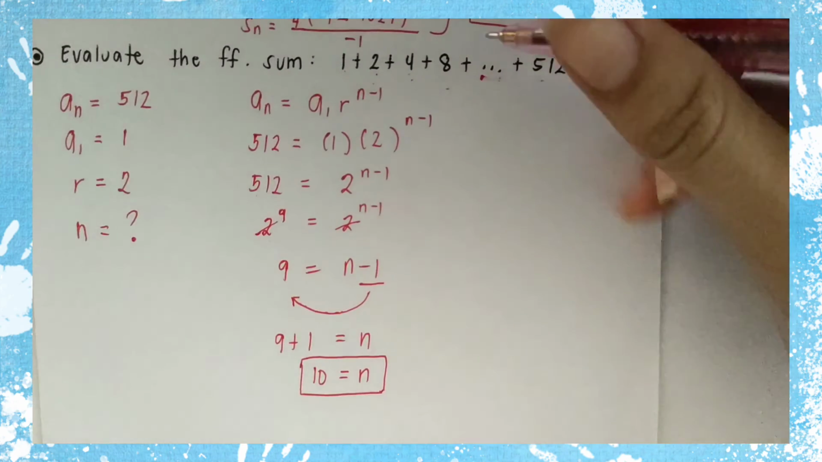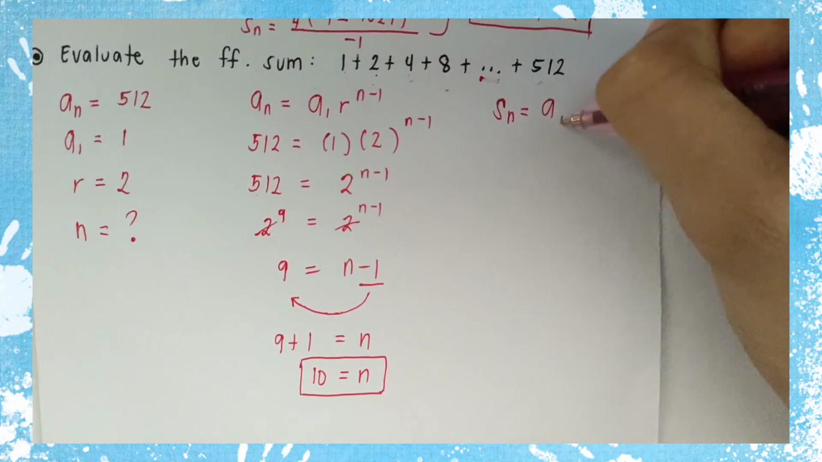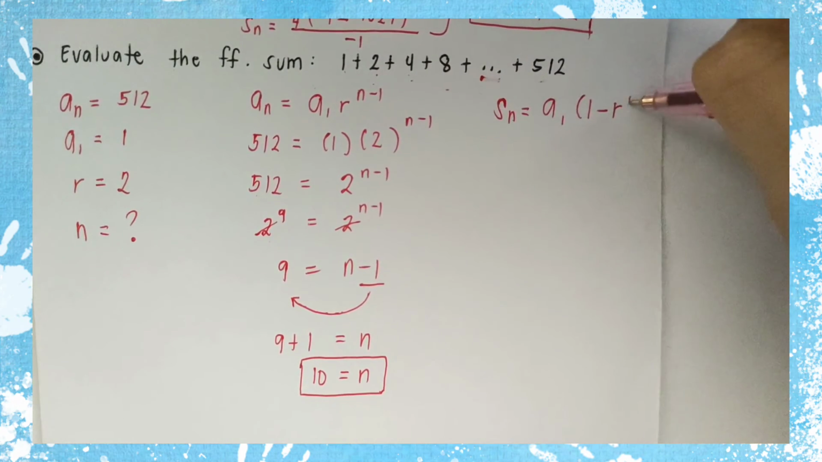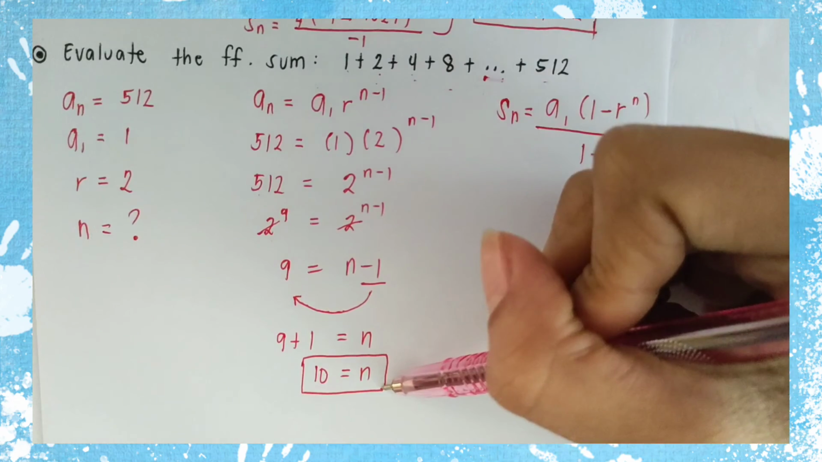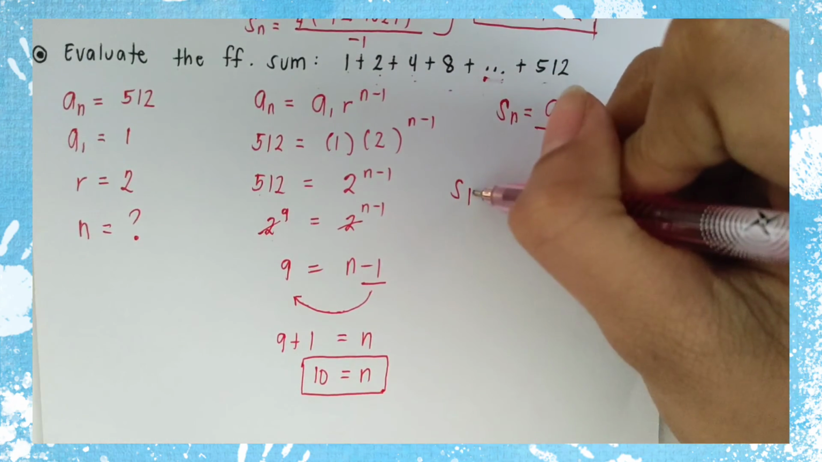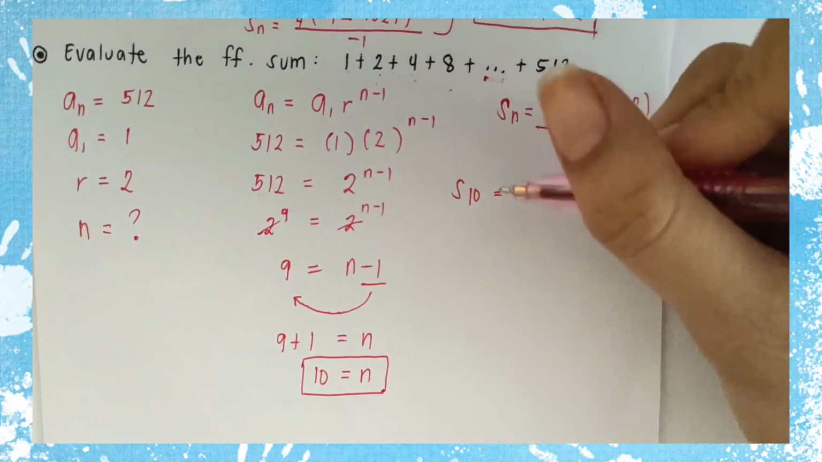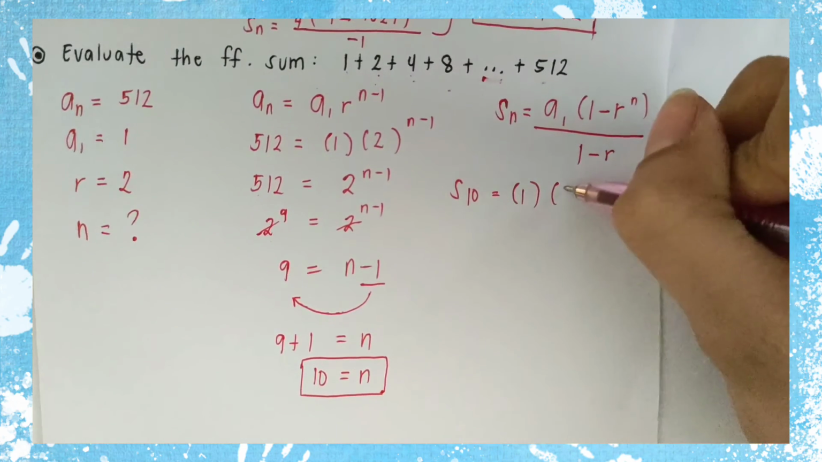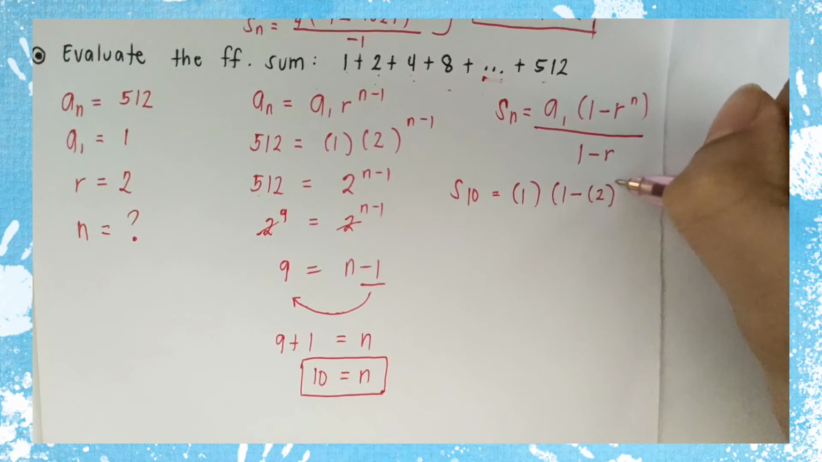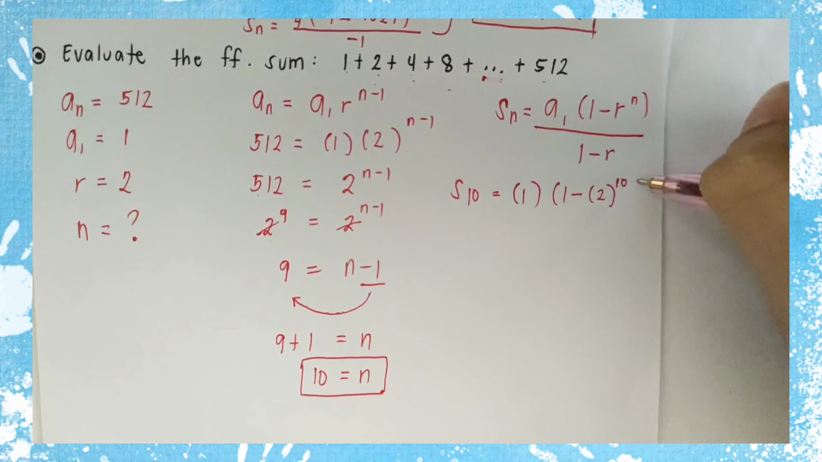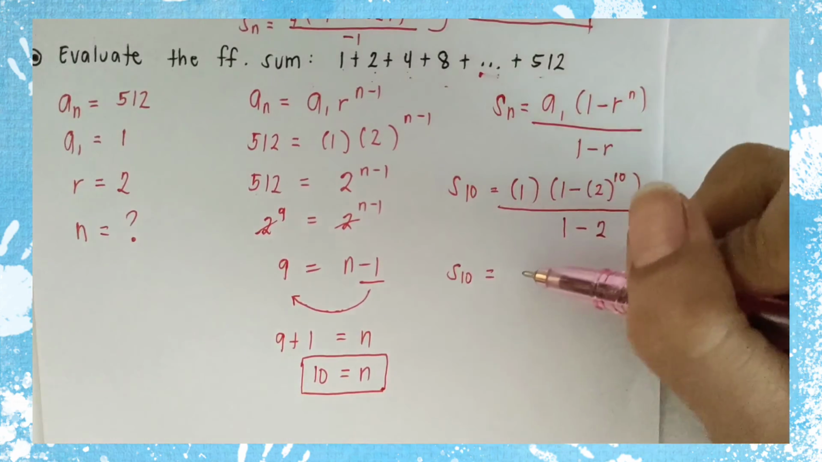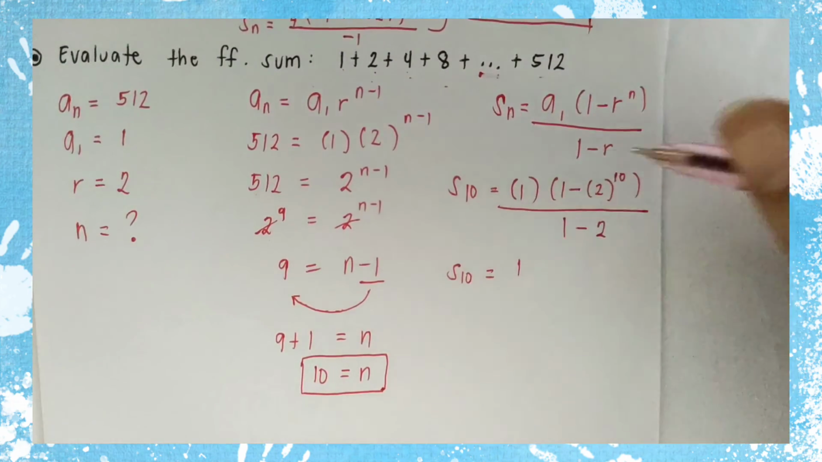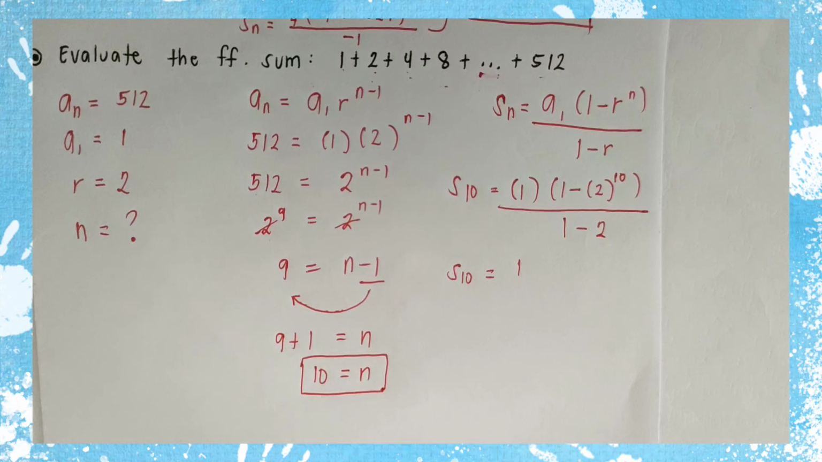Using the formula, S sub n is equal to a sub 1 times 1 minus r raised to n all over 1 minus r. Our n here is 10. Next, a sub 1 is 1 times 1 minus your r is 2 raised to 10, divided by 1 minus 2. S sub 10 is equal to 1 times 1 minus 2 raised to 10, that is 1024.